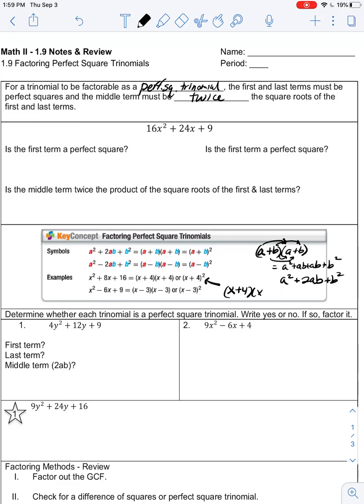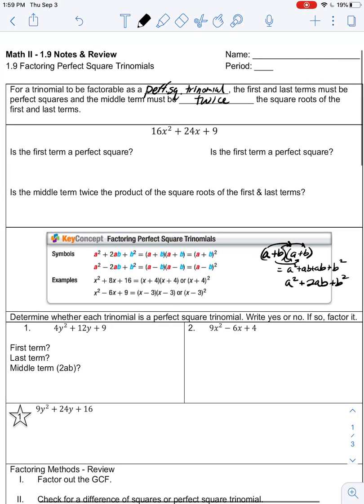So again, this forms a pattern, and you can go off of this pattern so that you don't have to go through and actually factor like you would for just a standard trinomial. So looking at this problem, it says 16x squared plus 24x plus 9.